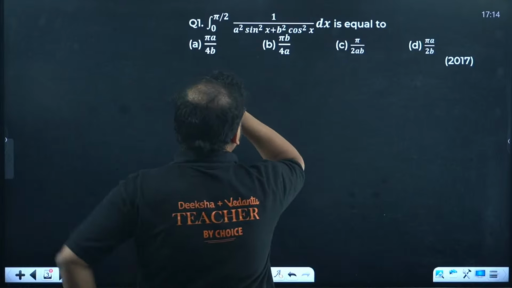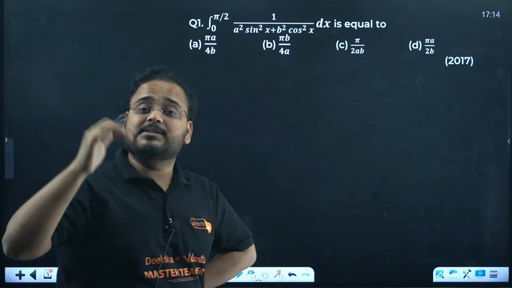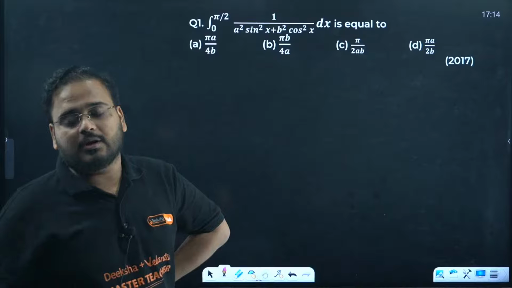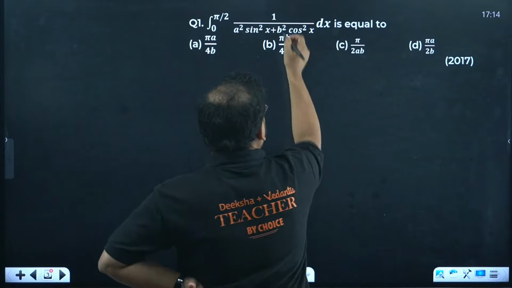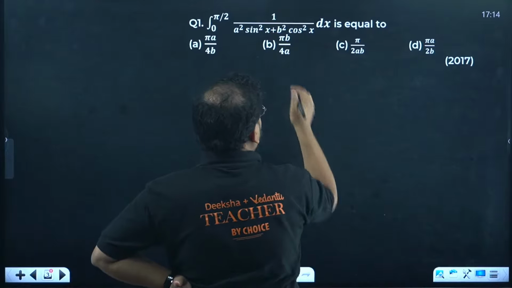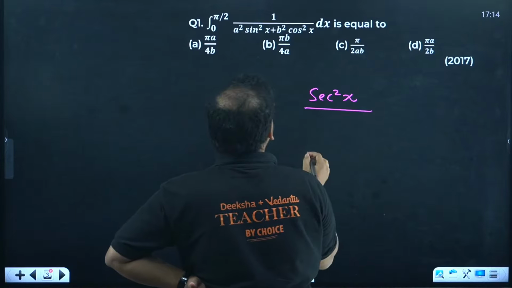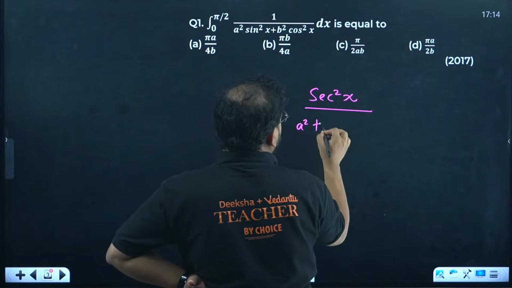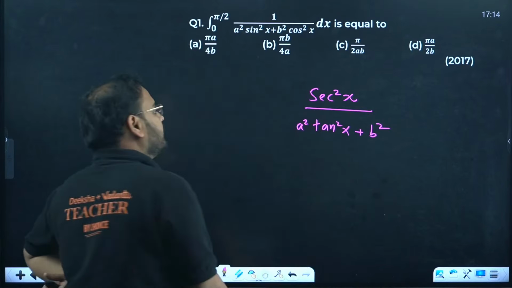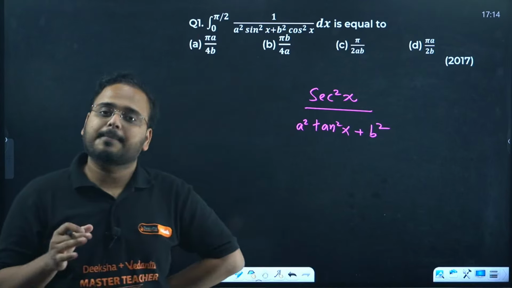So how to solve this question? We can try to make, because if I divide both of these by cos square, I get tan square in the denominator and secant square in the numerator. So something will come from there. So divide both of these by cos square. 1 by cos square means we'll have secant square of x. Over here I'll have a square tan square of x plus b square. What I've done is divided both the numerator and denominator by cos square.